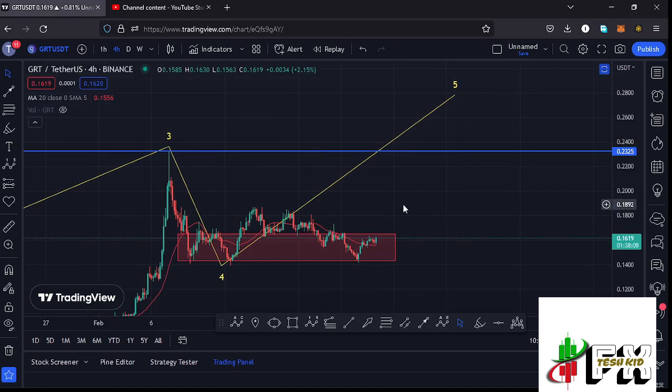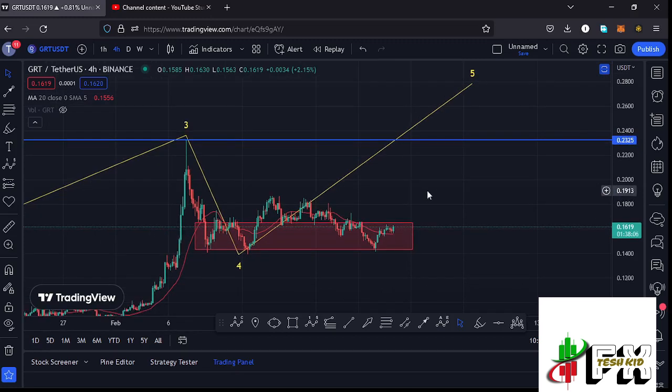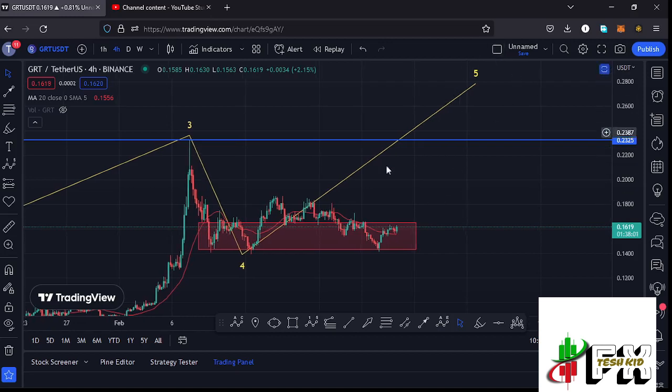And I also have a chart pattern that is in formation right here that could possibly give us a massive breakout to the upper side and also fully support the formation of this wave 5.